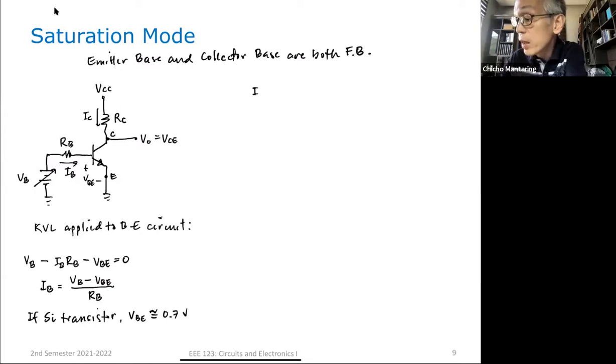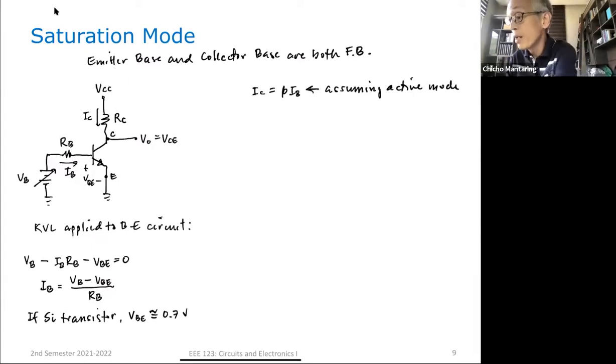IC, assuming this is in active mode, that's equal to beta IB. This is assuming active mode. Now we're talking about saturation mode, no? But let's first assume that it is in active mode.